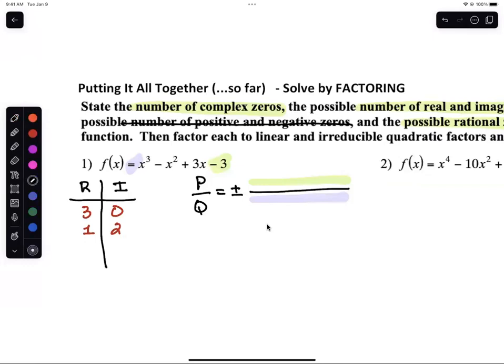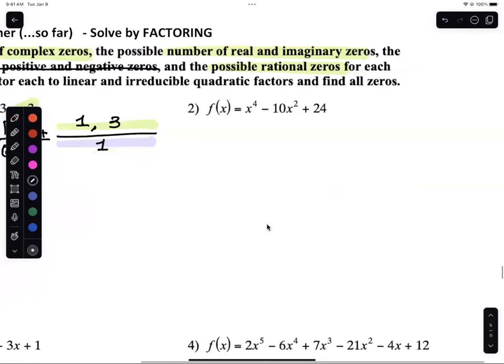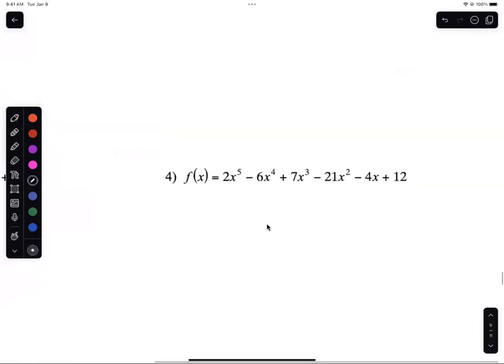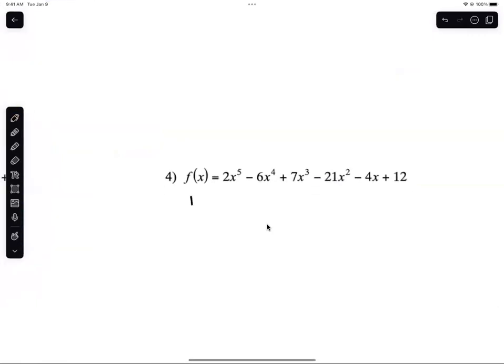So my numerator would be 1 or 3, and notice I've got the positive, negative, so the positive and negative case, and my denominator is just going to be 1. So actually that's a pretty small pool of numbers, and that would be pretty easy to sift through. Let's do number 4. So here we go, number 4. I want the real, I want the imaginary, and then I'm going to list my potential rational roots. Positive, negative, and here we go.